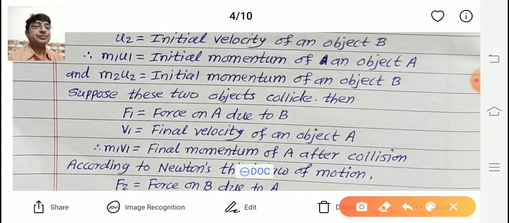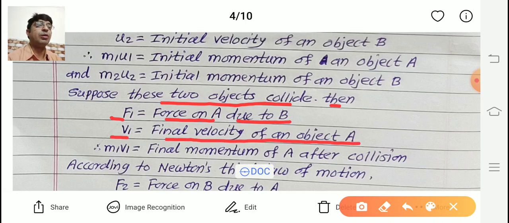Suppose these two objects collide, then what happened? F1 force. What is meant by F1? Force on A due to object B. And there is a change in velocity, v1. v1 means final velocity of object A. Therefore, m1 v1 means nothing but the final momentum of A after collision.